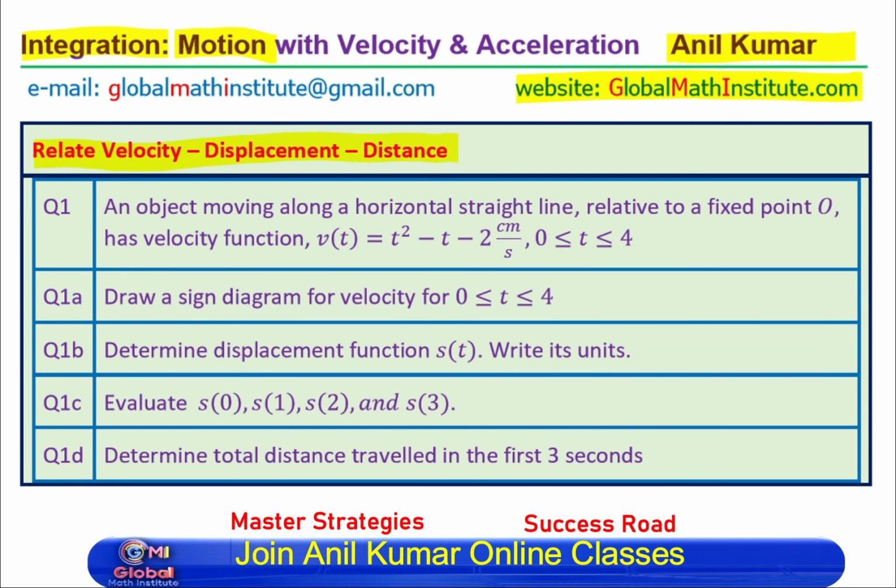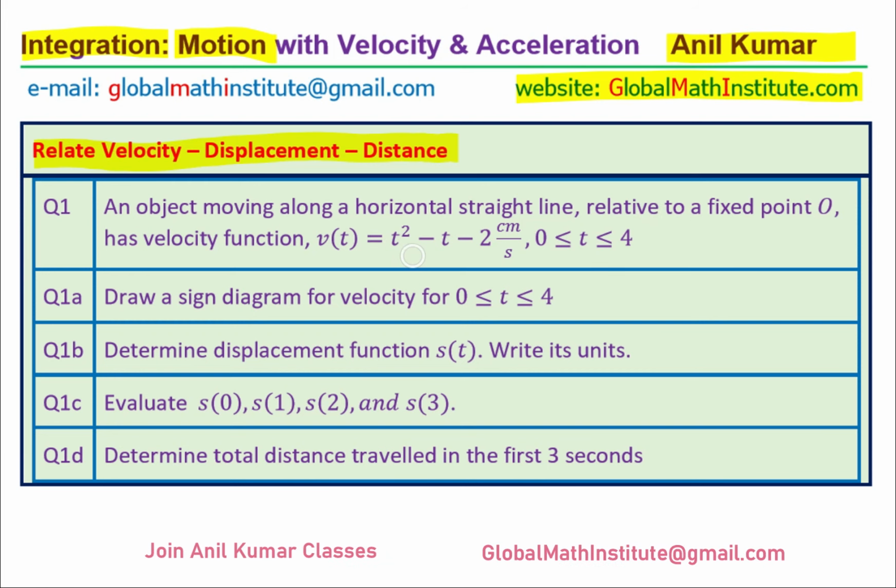The question here is, an object moving along a horizontal straight line relative to a fixed point O has velocity function v(t) equals t square minus t minus 2 centimeters per second, where t is between 0 to 4. Question 1a. Draw a sign diagram for velocity for t equals 0 to 4.